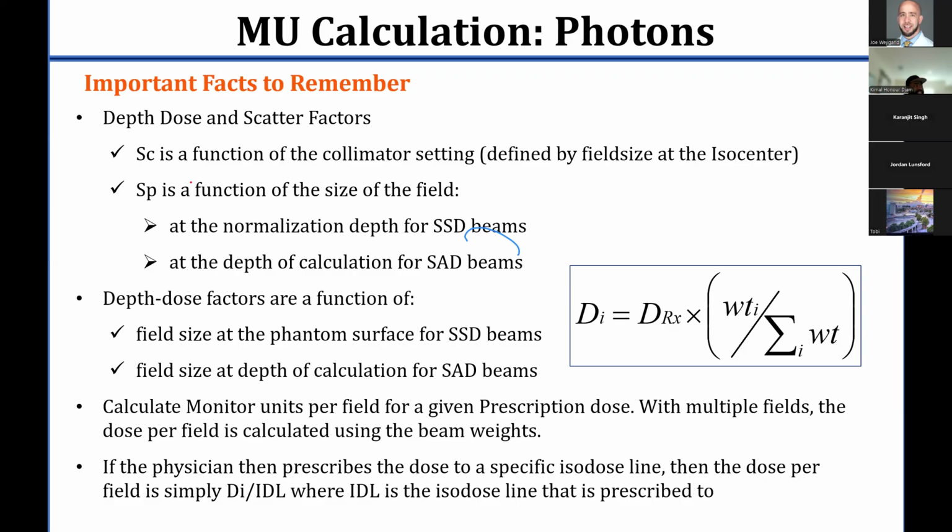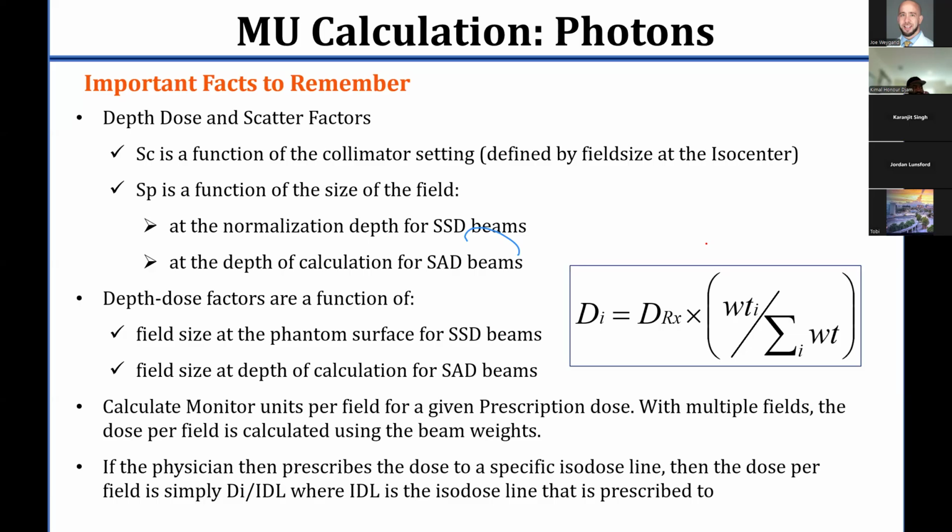One, SC is a function of the collimator setting. SP is a function of the size of the field at the normalization depth for an SSD beam, at depth of calculation for an SAD beam. Now, depth dose factors are a function of field size at the phantom surface for SSD beams and field size at depth for an SAD beam.